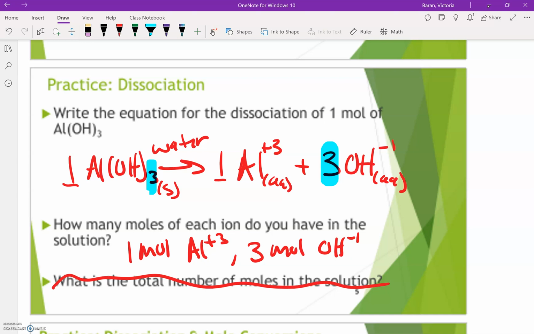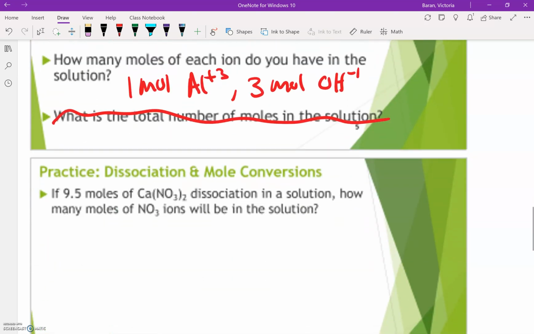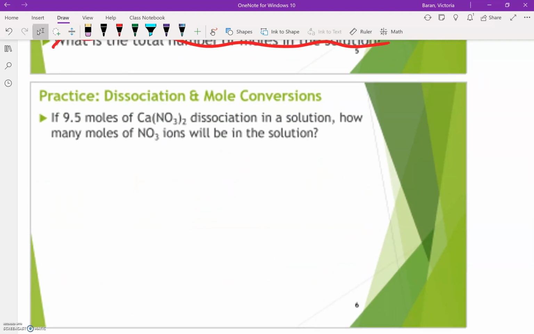So now we're going to use that equation to do some conversions. So this is very similar to stoichiometry. We're actually doing a mole-to-mole conversion, which is pretty similar to what you see with stoichiometry. So let's say I have 9.5 moles of Ca(NO3)2, so that'd be calcium nitrate, and it dissociates. How many moles of nitrate ions would be in the solution? Well, the first thing you have to do is you have to write the dissociation of just 1 mole.